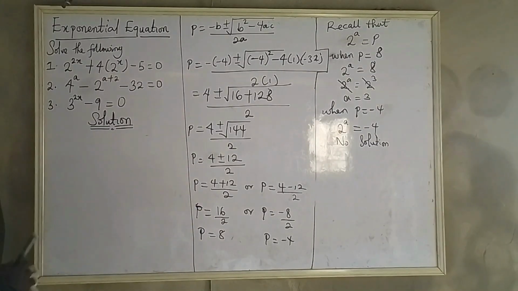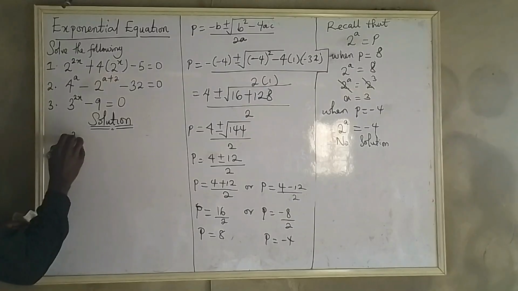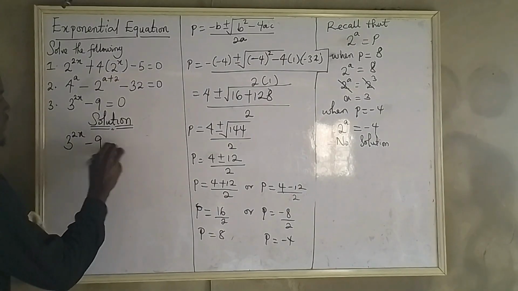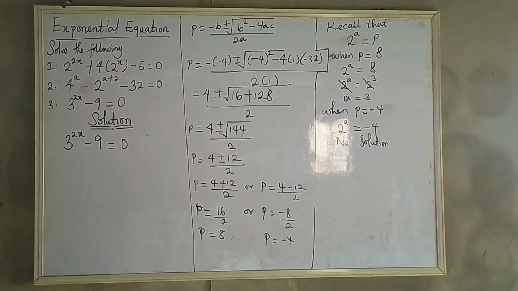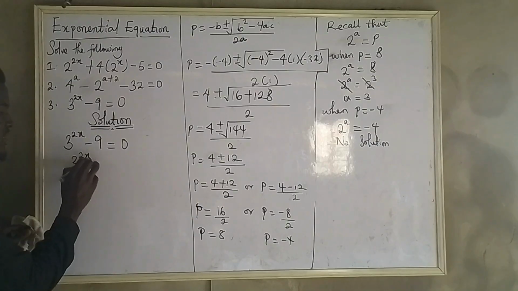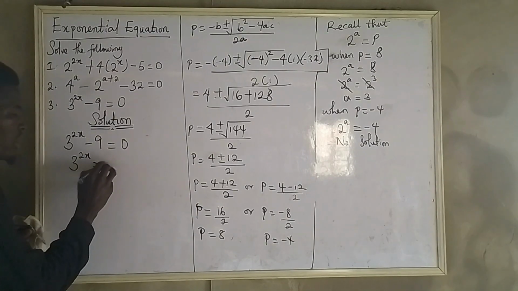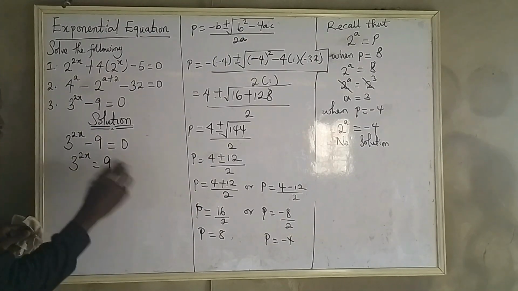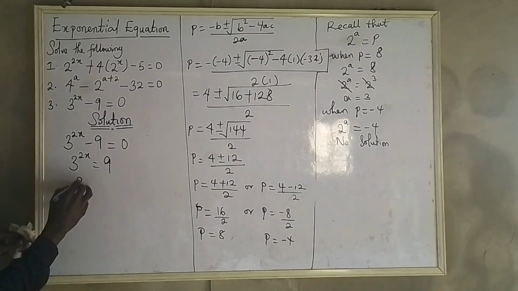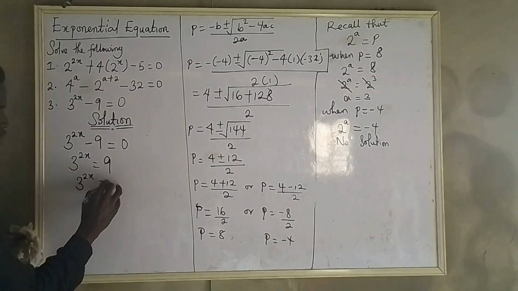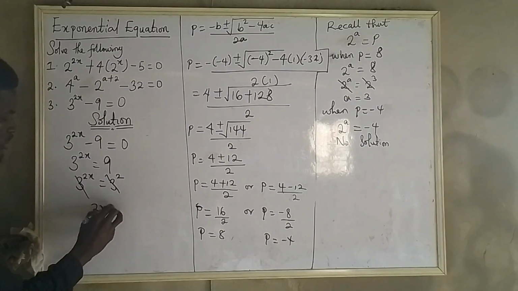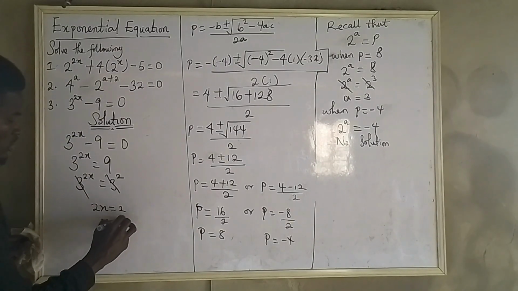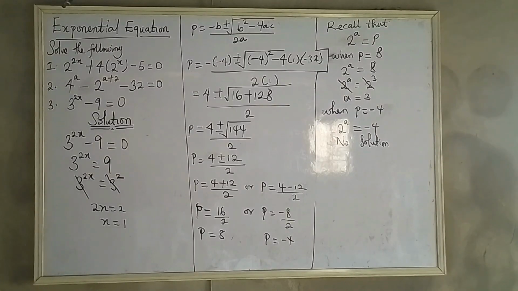In the last one, we have 3 raised to power 2x minus 9 equals to 0. Are you seeing that now? This one you can solve in 2 ways. You can either say that 3 raised to power 2x equals to 9. Then 3 raised to power 2x equals to 3 raised to power 2, and this cancels this. 2x equals to 2, and then x equals to 1. Are you seeing that now? This would have been a solution.